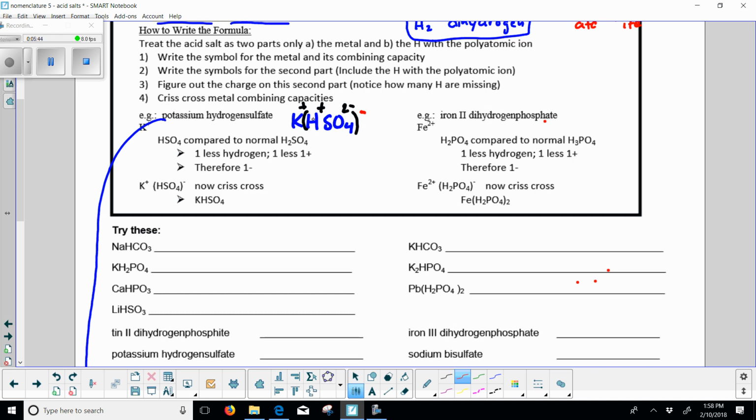And then what you do is you simply cross over. So I'm going to crisscross, and we end up with 1 potassium and one of these bisulfate ions with an overall charge of 1. So HSO4. And there's my formula. The same thing's true over here on this side, but we're going to look at it underneath in a minute.